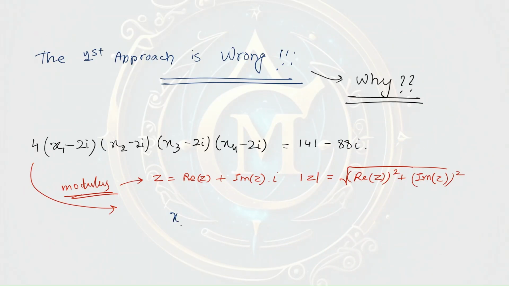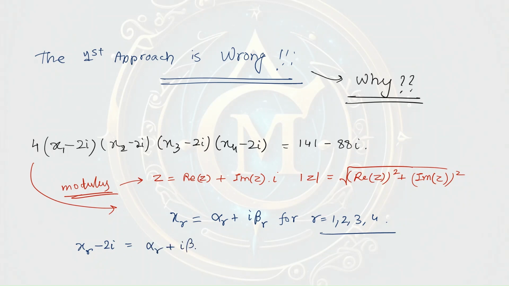That means we assume the roots in this form: xr equal to alpha r plus iota times beta r for r equal to 1, 2, 3 and 4. These are the roots of this equation. So that means here, let's say we take a general expression for all of these terms, xr minus 2 iota. This expression will become alpha r plus iota beta r minus 2 iota, which finally becomes alpha r plus (beta r minus 2) iota.